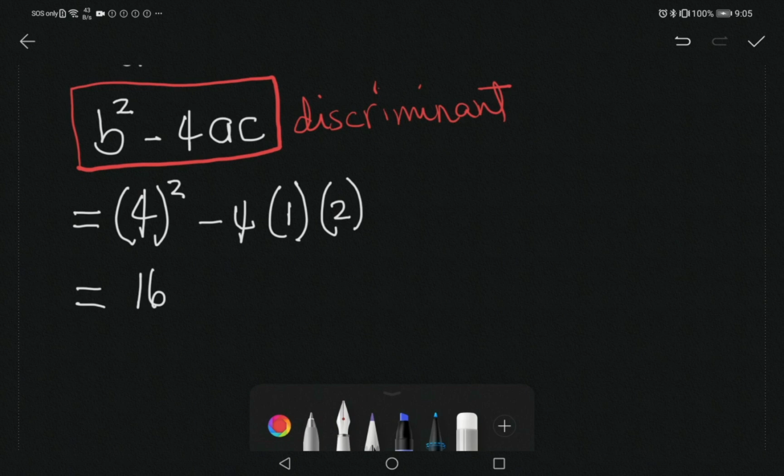Nya, kani siya nga group diri, kay usara man ang iyang negative. So, automatic na siya nga negative. Kay usara man, kung duha pa na siya diha, nga grupo, so mahimo siyang positive, kay negative times negative equals positive. So, kay usara man, negative na siya, minus 4 times 1 is 4, times 2 is 8. Then, 16 minus 8 is 8.